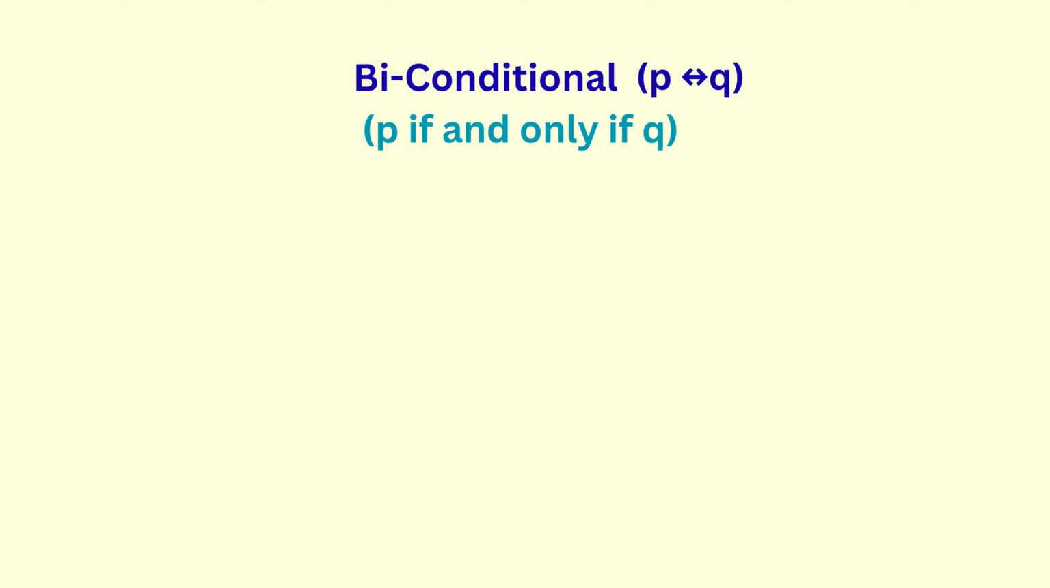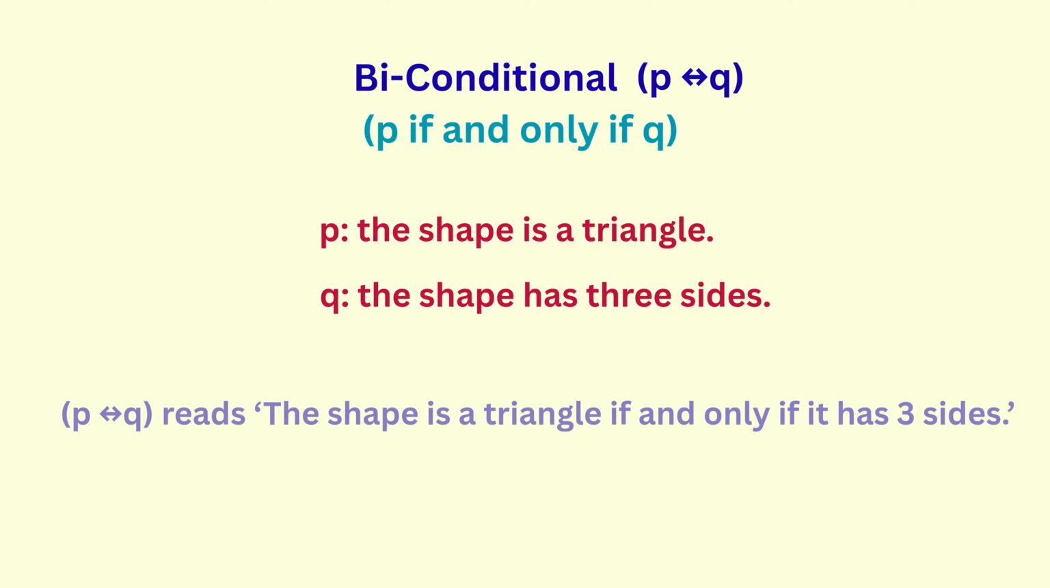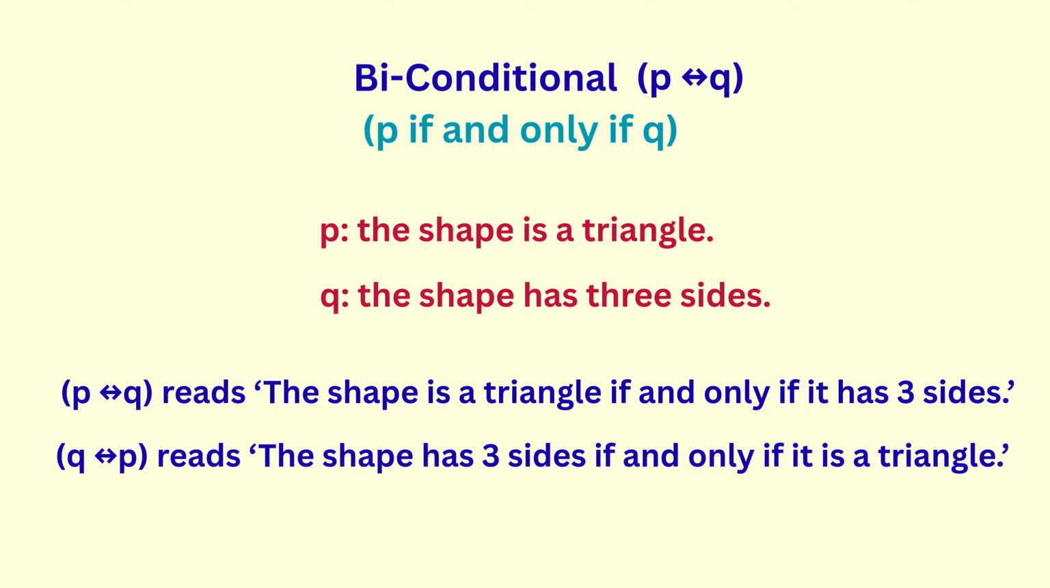Note the double arrow symbol. Let the statement the shape is a triangle be P and the shape has 3 sides be Q. The biconditional statement reads, the shape is a triangle if and only if the shape has 3 sides. This biconditional makes sense logically, regardless of the direction in which we read. For example, we could say the shape has 3 sides if and only if the shape is a triangle.